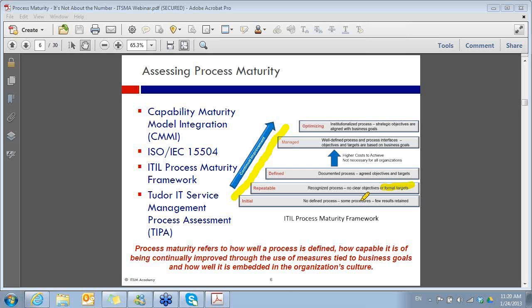Defined, or level 3 maturity: we've got a documented process in place. We've agreed on our objectives and our targets. For a lot of you, if you can get your process to what's typically referred to as level 3 maturity, you're probably doing pretty good. You've probably made a good culture shift within your organization. You're not completely flying by the seat of your pants anymore. And, you know, for some of your organizations, that may be where you live.